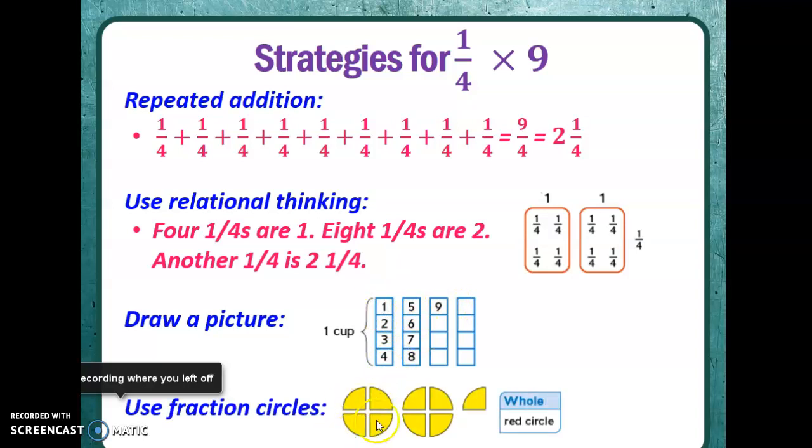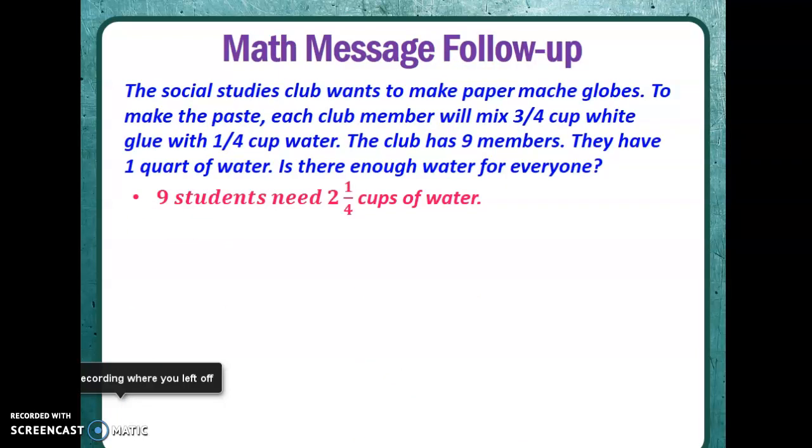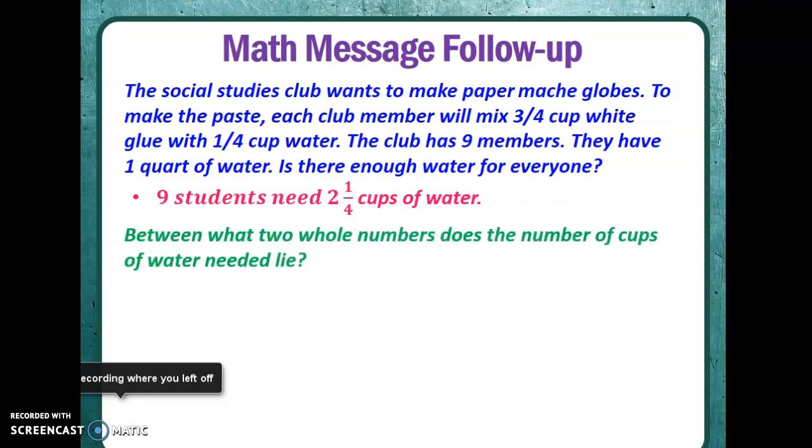Same thing for fraction circles. If you decided to draw that instead, it's very similar to drawing your picture here. Okay, so 9 students need 2 1/4 cups of water. Between what two whole numbers does the number of cups of water needed lie?